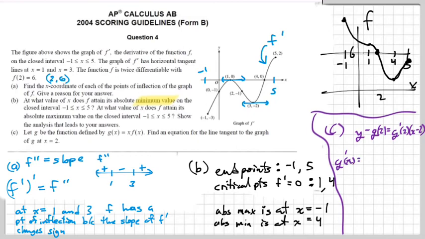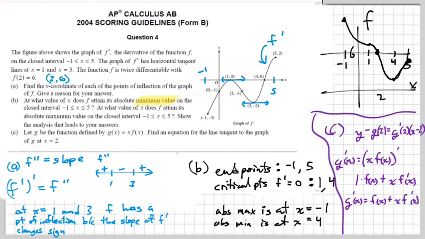G prime would equal the derivative of this. So what is the derivative of x times f? Well, there's a special rule that we're going to have to use. We have two things multiplying each other, so we're going to use the product rule. So we're going to go the derivative of x, which is just 1, times f, and then we have plus x times f prime of x. So this is what G prime equals. G prime of x equals f of x plus x f prime of x.